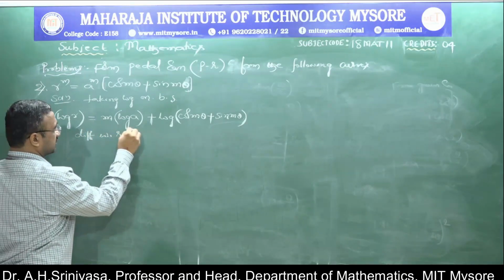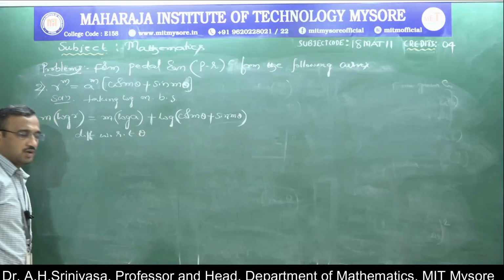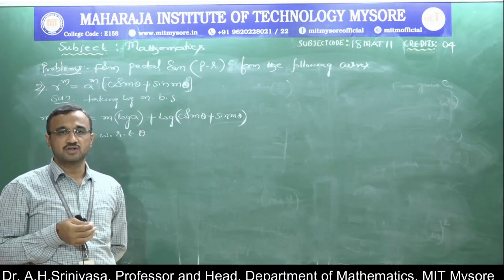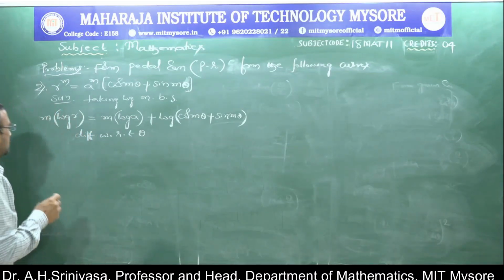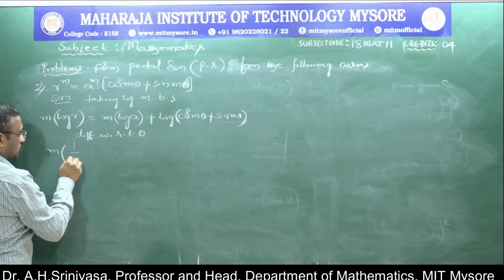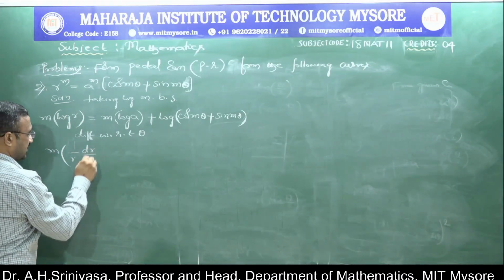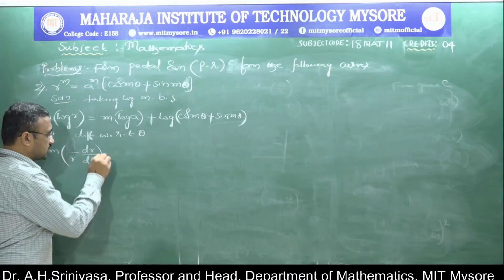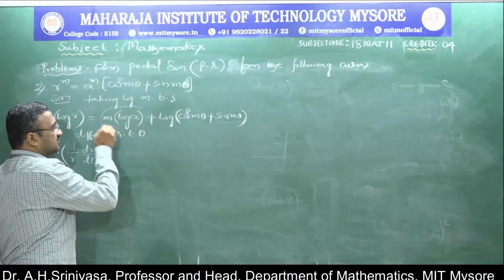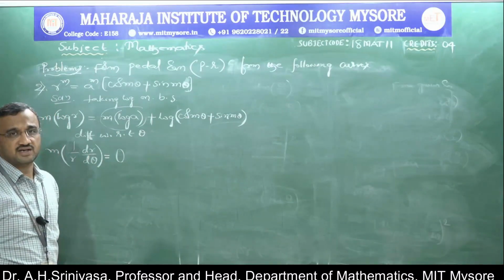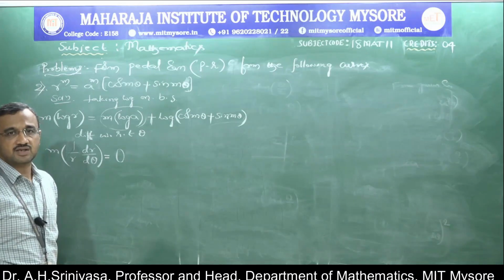Now differentiate with respect to theta. Now it comes in simplified form, then we directly go for differentiation with respect to theta. Now log R is 1 by R dr by d theta should be equal to, this is entirely a constant term, the differentiation of a constant term with respect to any variable becomes 0.